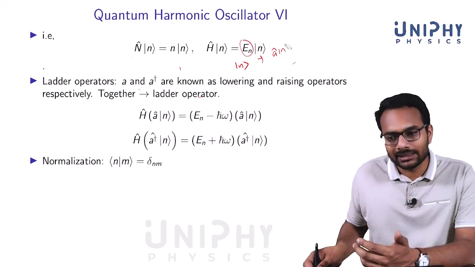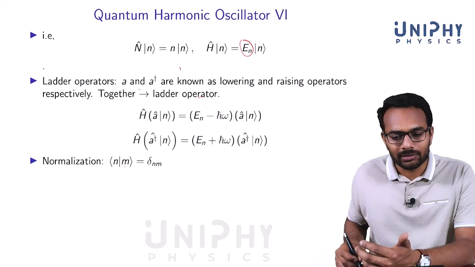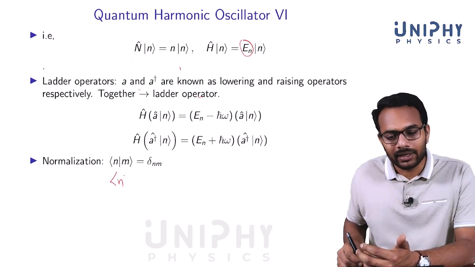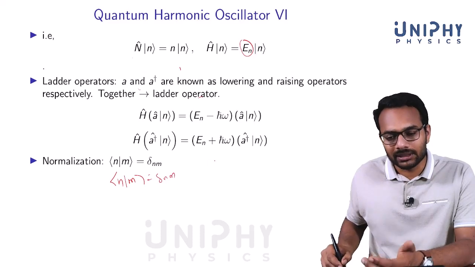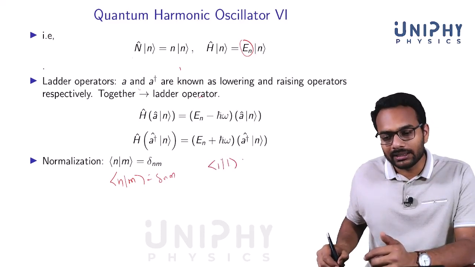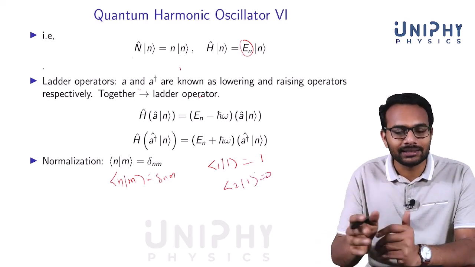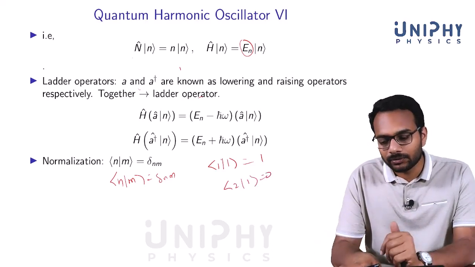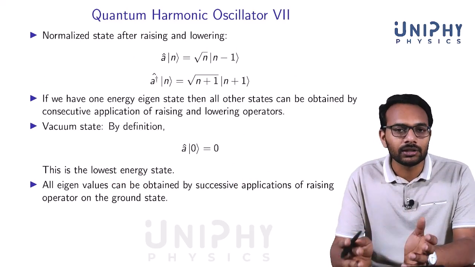We can construct these states as normalized, and the normalization we write as ⟨n|m⟩ equal to δ_nm. This means that ⟨1|1⟩ is equal to 1, but ⟨2|1⟩ is equal to 0, etc. That's the normalization. These are the things we need to remember to solve problems. We need to remember a few more things.